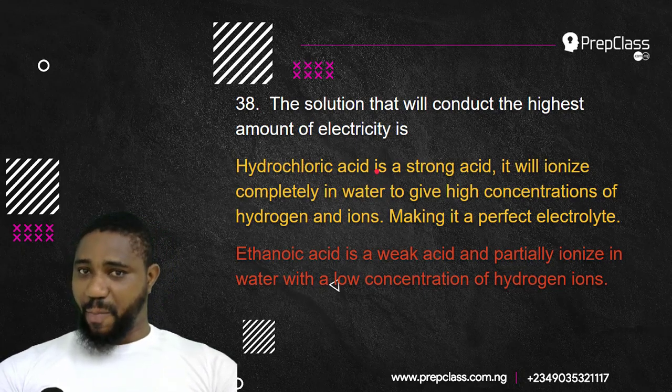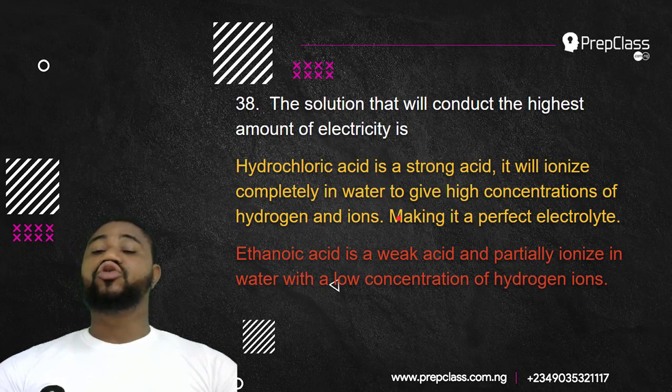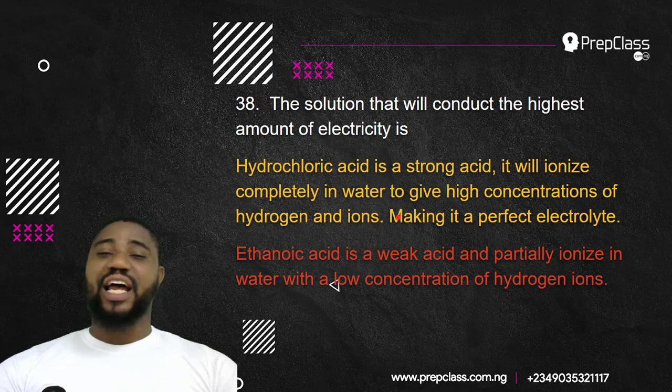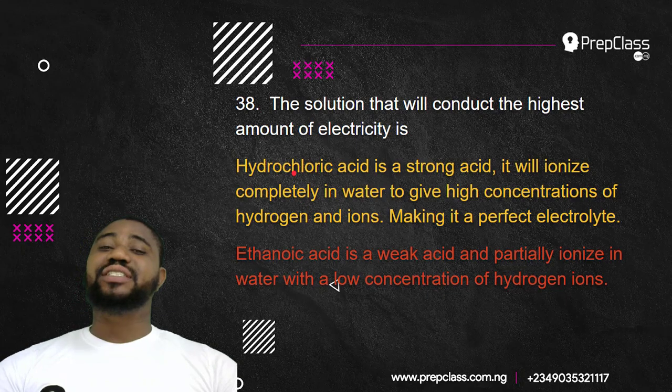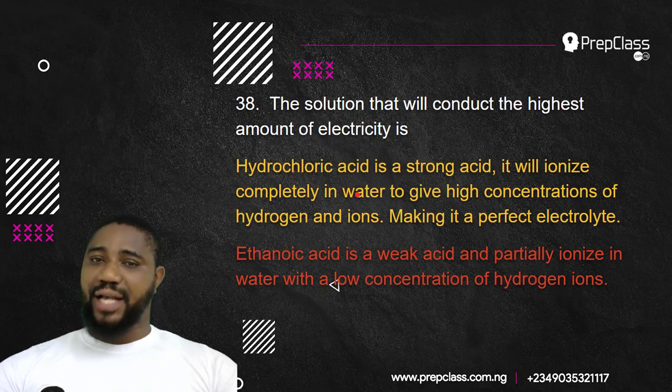Do you understand? So with that, it is going to give a strong what? Electrolyte, because there will be movement of what? Positively charged and negatively charged ions. And also the concentration of hydrogen ions is higher in hydrochloric acid.